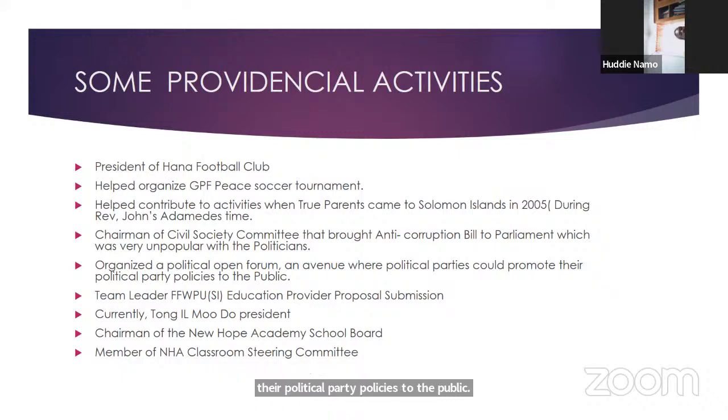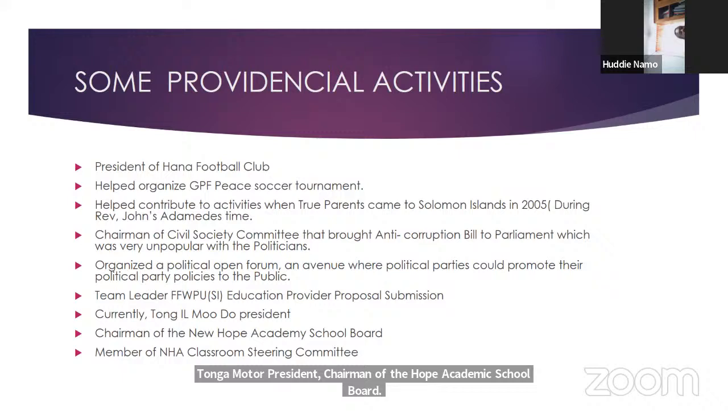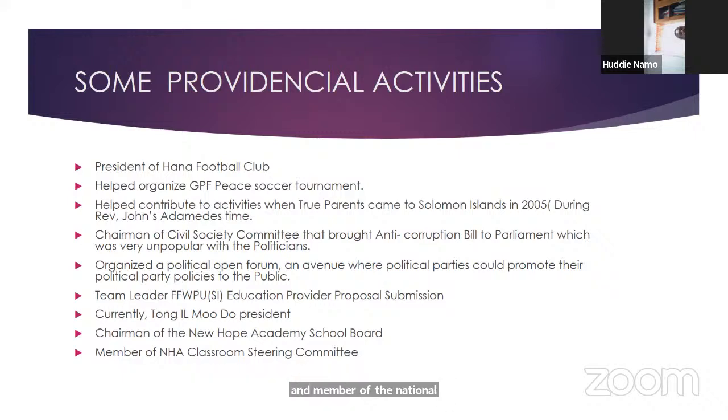Recently too, we were grateful to register the New Hope Academy as an education provider. I was the team leader to submit the proposal to the ministry. Currently, I am Tongil Moodo President, Chairman of the Hope Academy School Board, and member of the National New Hope Academy Classroom Steering Committee.